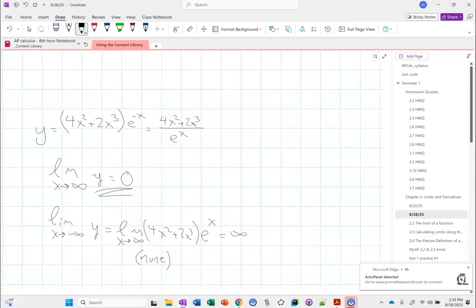How do you find that y equals 0 as x goes to infinity? Because I looked at this thing. Yeah. So it was polynomial on top, exponential on bottom. This is growing faster than the top. That's why it goes to 0.